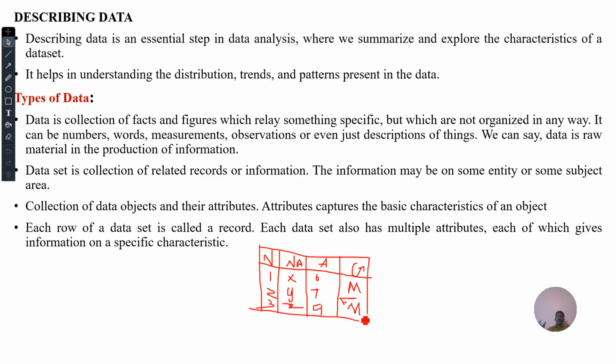In the data, values can be missing or not. The data can be either descriptive data type or continuous data, measurements or numbers, everything can be there. So data is a collection of related records or information. The information may be about some entity or object. Data is a collection of objects and their attributes.